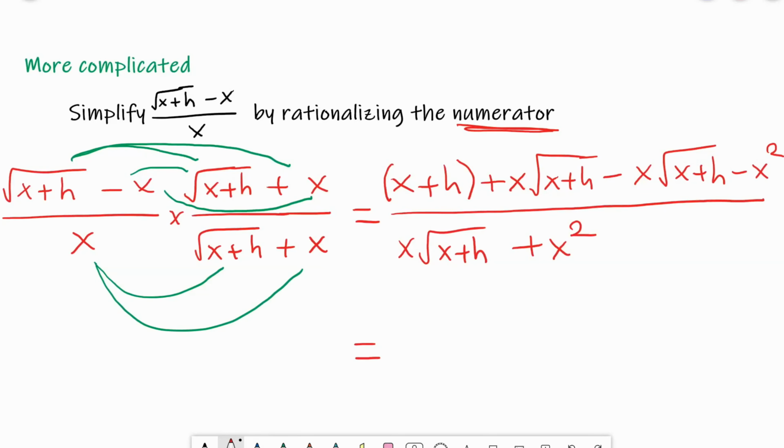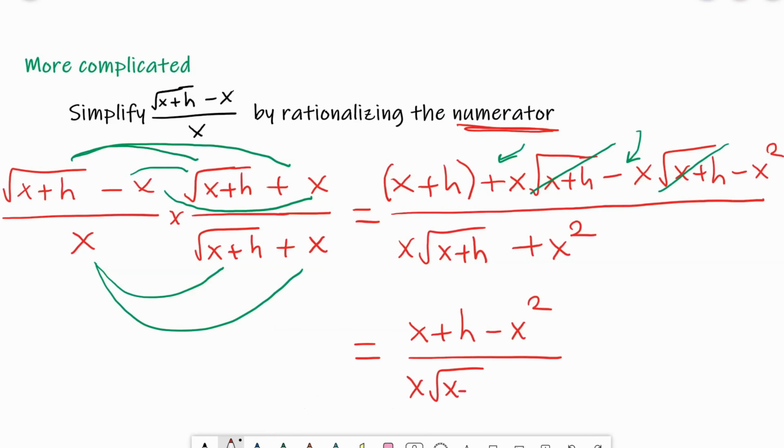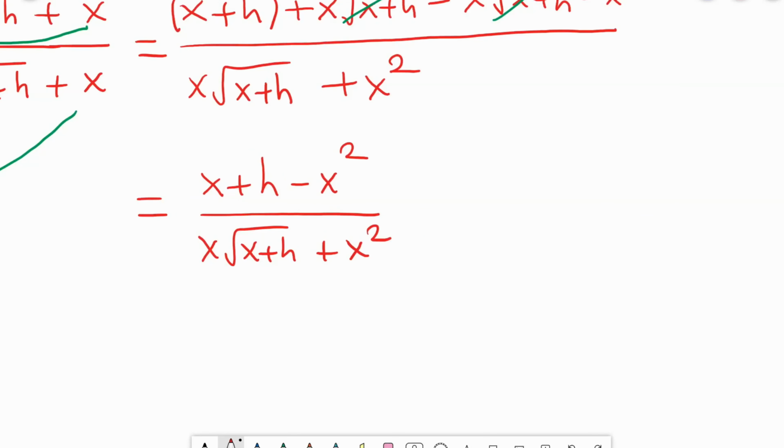So now we need to simplify these. So I have here a negative sign and a positive sign of the same thing. So I can just cancel these out. So I'm going to end up with x plus h minus x squared, and over I'm going to have x root x plus h plus x squared.